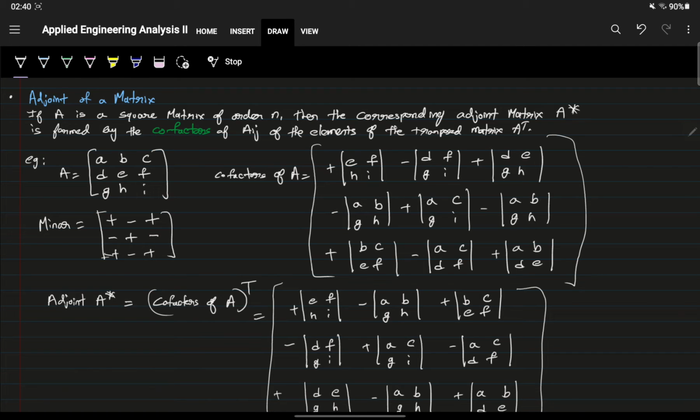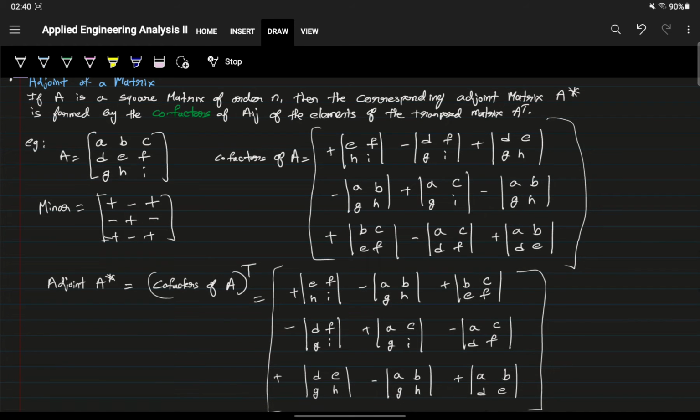We have a 3 by 3 matrix A, B, C, D, E, F, G, H, I, and before we do that, let us see the pattern of minors. So these are the signs which are followed in a 3 by 3 matrix. Please pay attention to this, as it plays a key role while multiplying and making any calculations. Once we have the minors, we apply that here, and then we take the cofactors of A.